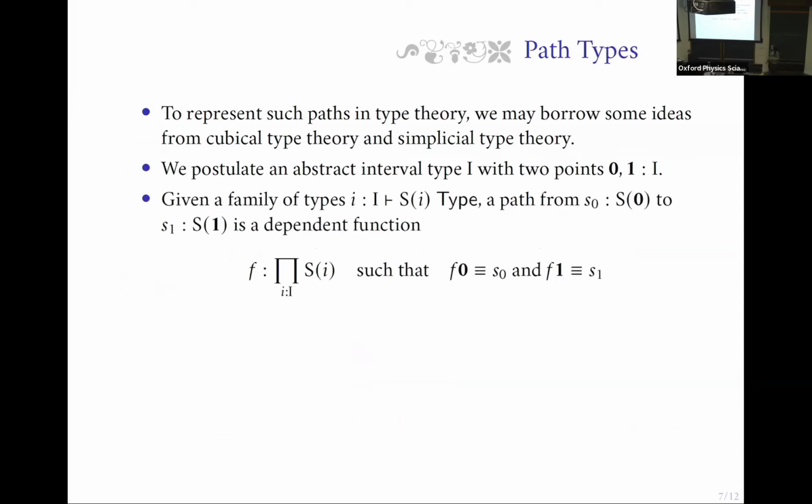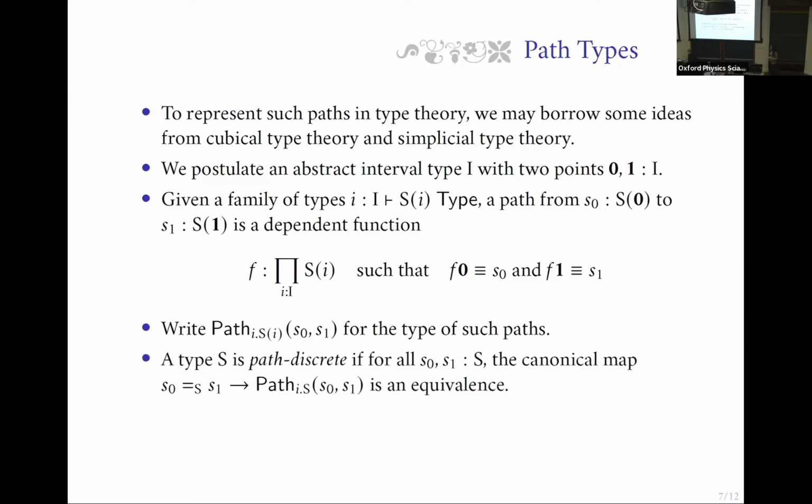And then given a family of types that may depend on I, a path from one element to another, S0 to S1, is a function out of I to S of I, such that it satisfies this boundary condition, so that it evaluates 0 to S0 and it evaluates 1 to S1. And we write path sub S, S0 to S1 for the type of such paths.